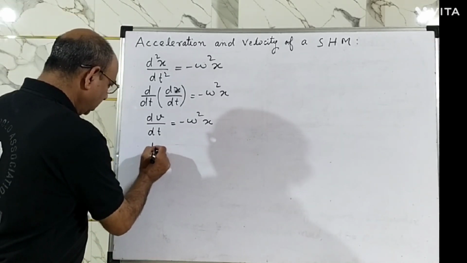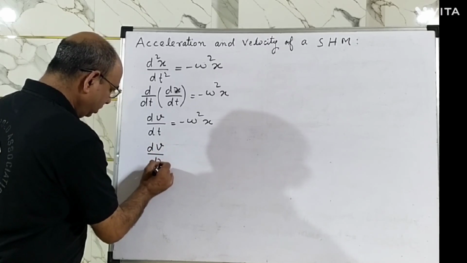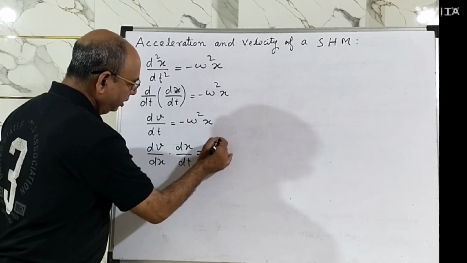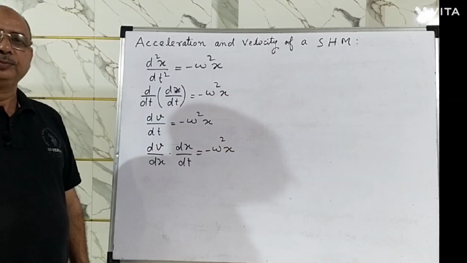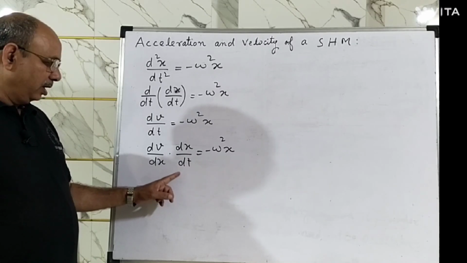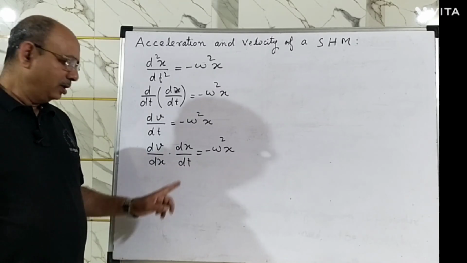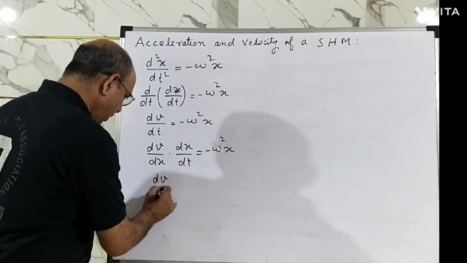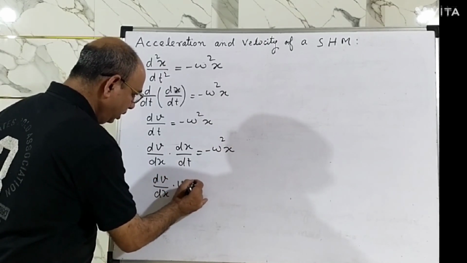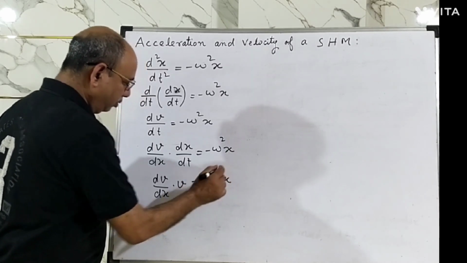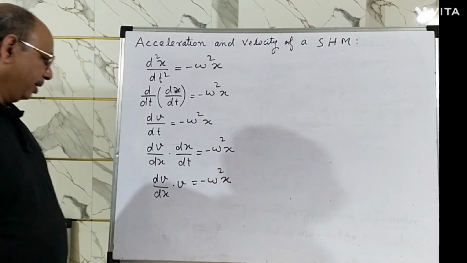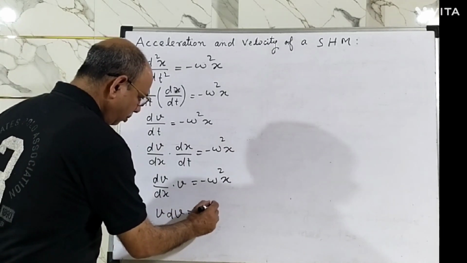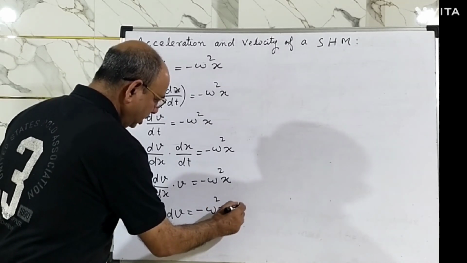We will change here to dv upon dx dot dx upon dt is equal to minus omega square x. dx upon dt is the rate of change of position with time, that means velocity. That means dv upon dx into v is equal to minus omega square x. Or we can write v dv is equal to minus omega square x dx.